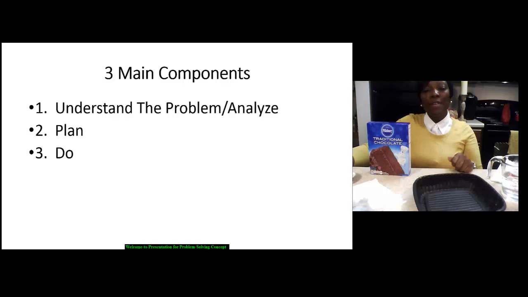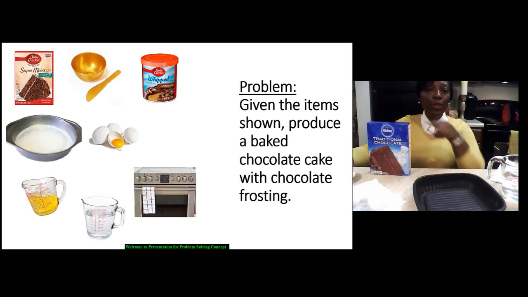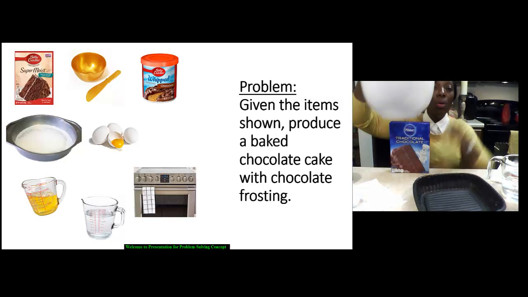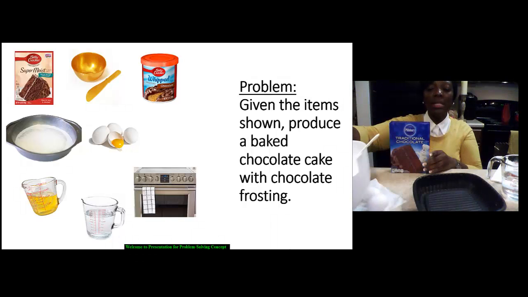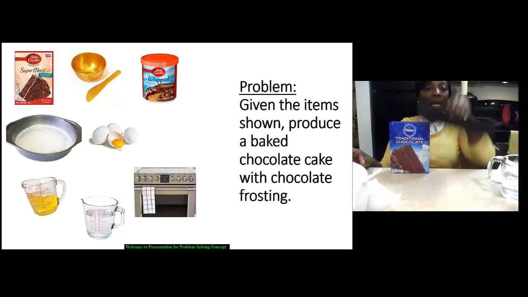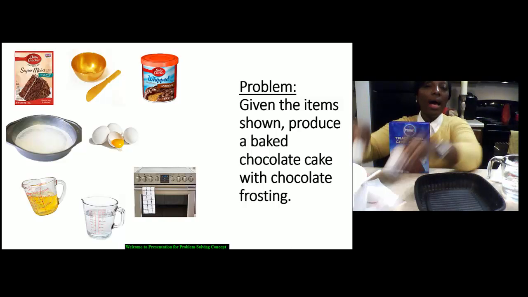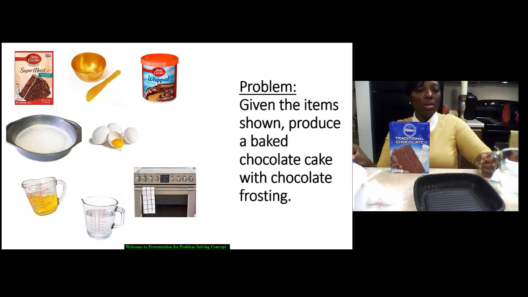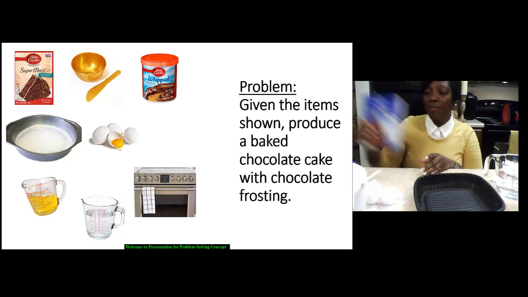So for the sake of explaining this concept, I will be using the problem of baking a chocolate cake with frosting. If you notice on the screen here, I do have all of my given items, such as cake mix. I have a bowl with a spatula for folding or mixing. I have chocolate frosting, a greased pan. I have eggs. I have oil, water. And then if you notice in the background there, I do have an oven.